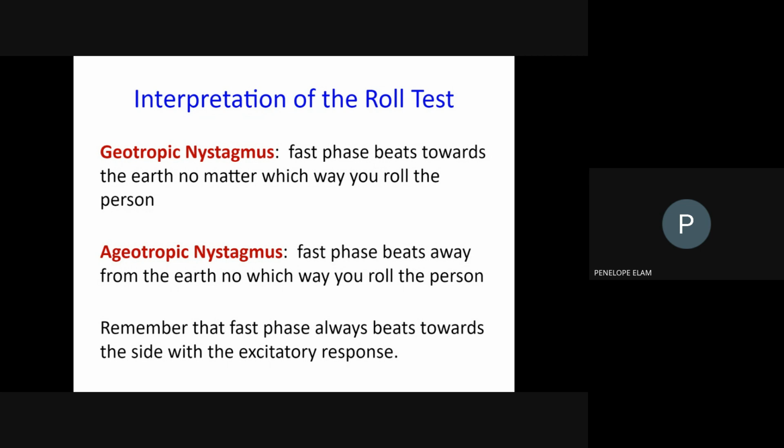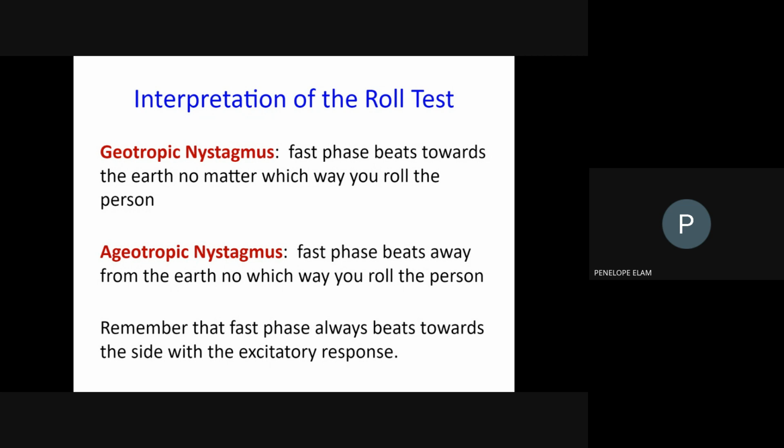And so we call the nystagmus during the roll test either geotropic or ageotropic. And that simply means geotropic means that it's beating down towards the earth. So it'd be beating down towards the floor. Ageotropic means that it's beating away from the earth, meaning it would be beating up towards the ceiling. Okay.